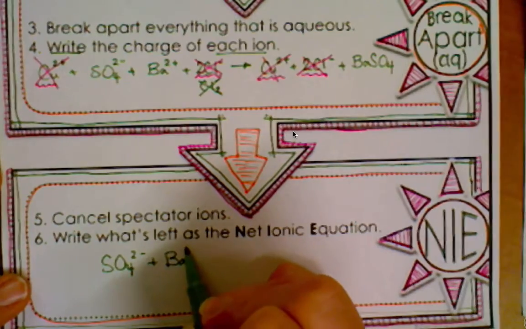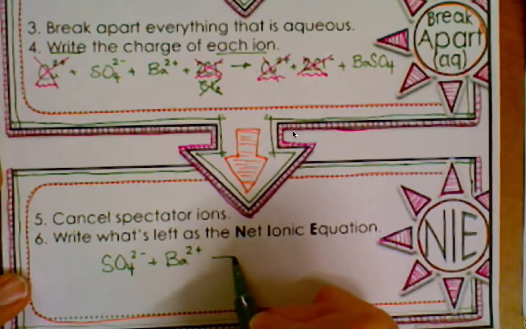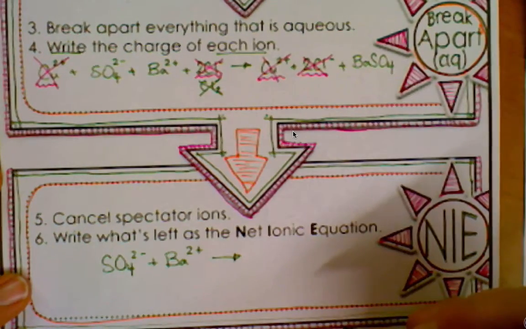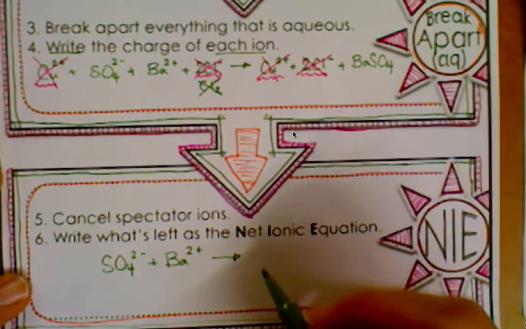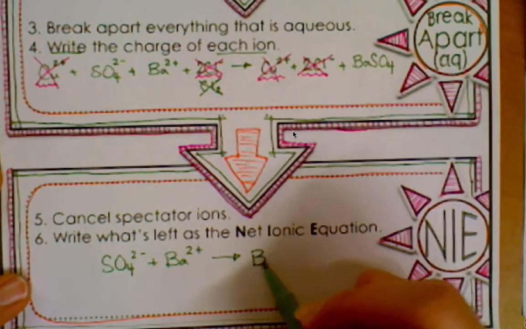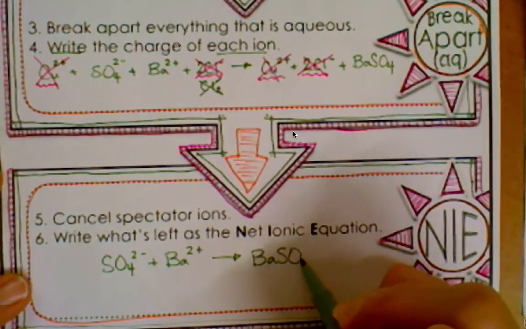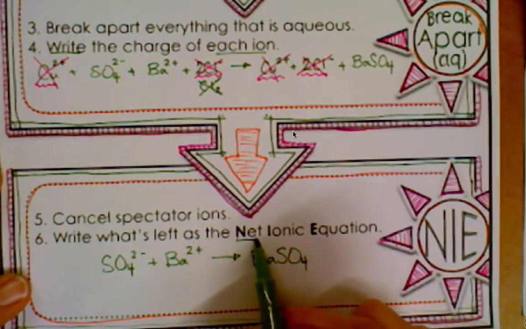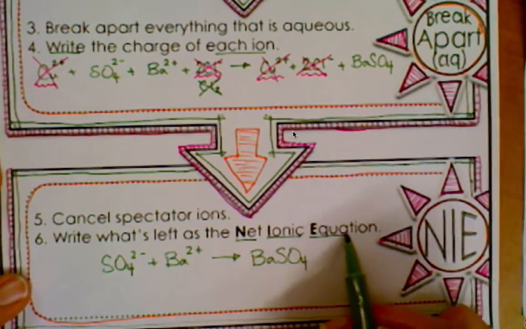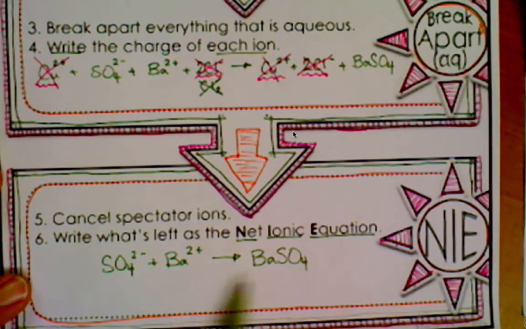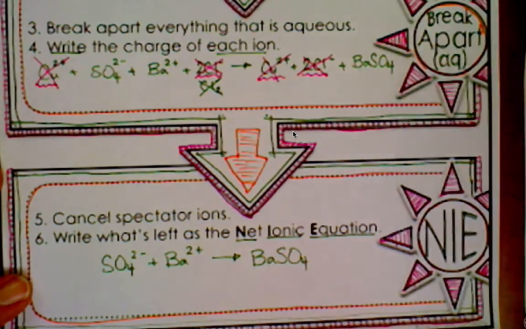So let's see. If I write what's left, then I'll end up with a net ionic equation. So I have sulfate plus barium turned into barium sulfate. So the net ionic equation is the equation where we get rid of all the extra information and we just focus on what reaction is really taking place. Let's look at a couple of examples.